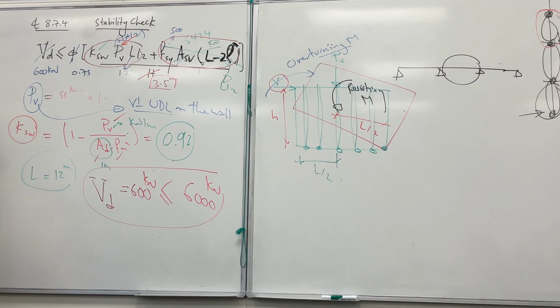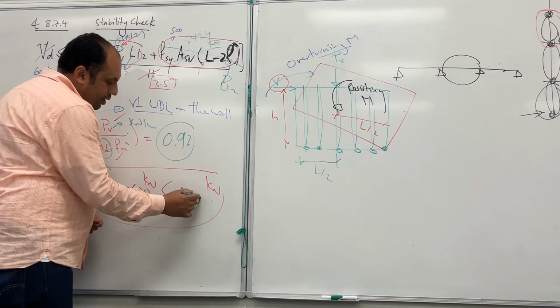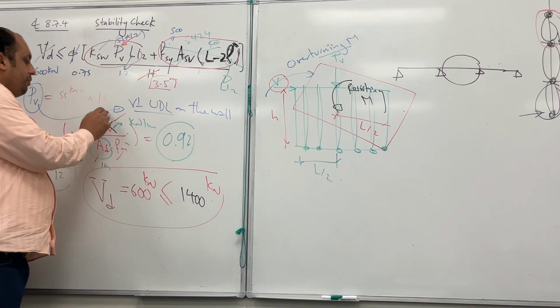PV is the wall self-weight plus 22 plus 22 plus 7. So it will be around 14, not 6,000. You get all the slabs, all the self-weight, for the whole building. KSW is not 0.92. How much is PV? 1138. BB 55, for example. This is just an example.